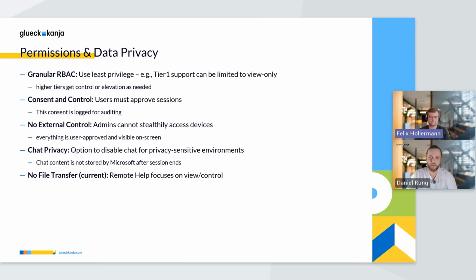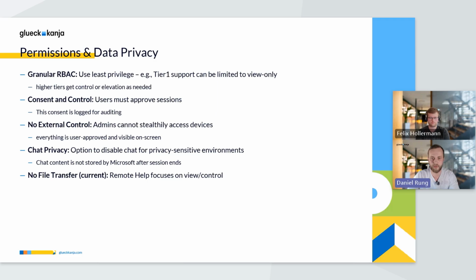Yeah, Daniel. Yeah, what about permissions and data privacy? We saw it right now in the session. Granular RBAC is a big point, so you can drive your least privilege built into Intune and Entra with a tiering model, like level 1 has view only, level 2 has full control, whatever. Every session has consent control. A user must approve a session. Only the Android dedicated kiosk devices maybe not.